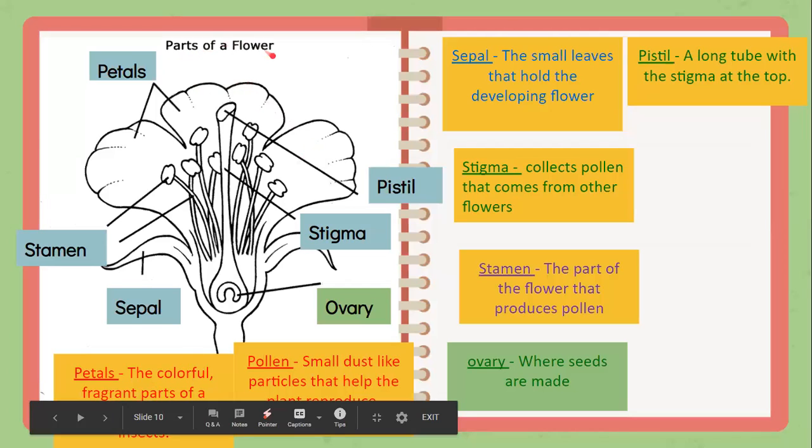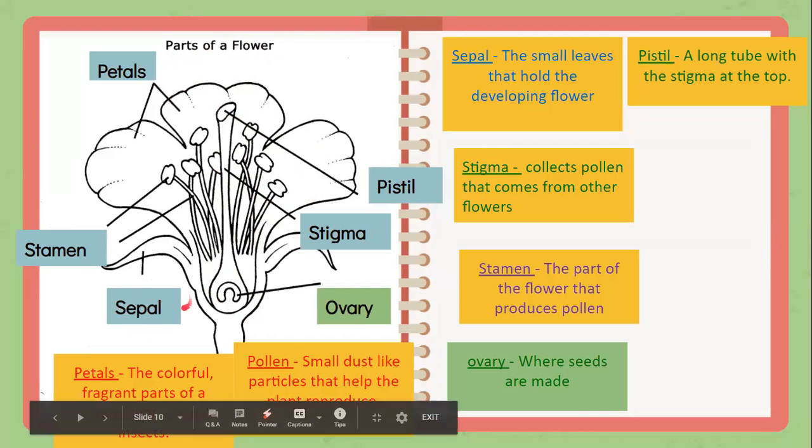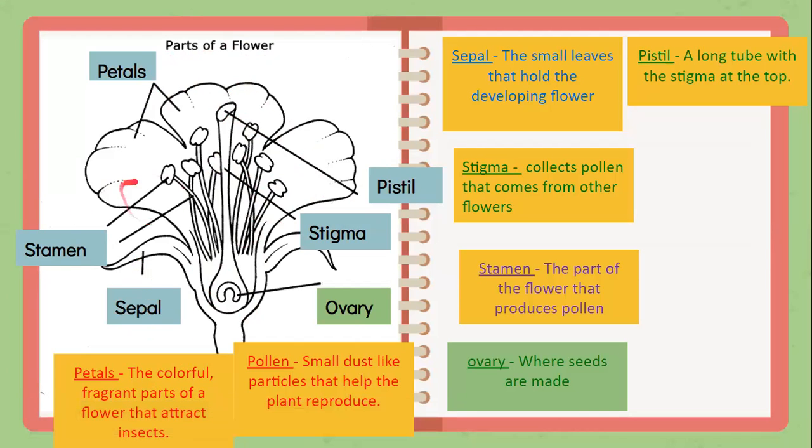Okay, so here are the parts of the flower. This is called the petals. You guys probably already know. This is a pistil. This is the stigma. This is the pistil, and this is the ovary. And this is the sepal, and the stamen. The stamen is kind of like a seed, if you don't know.